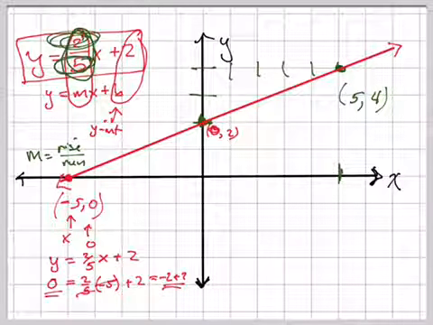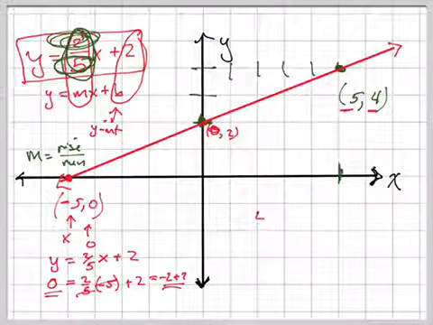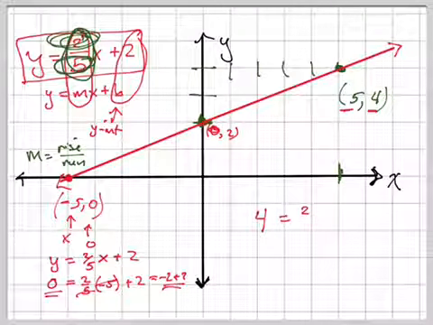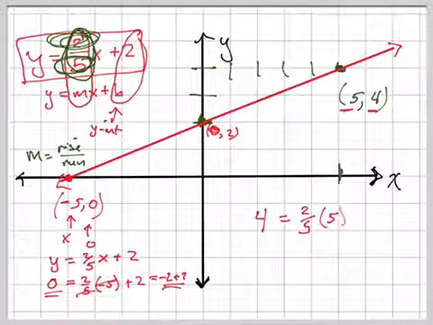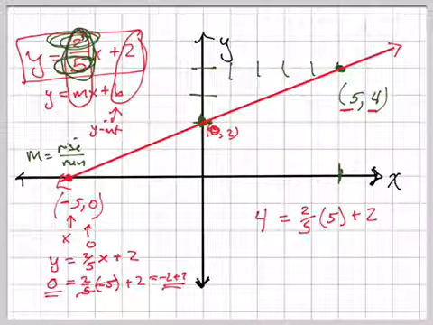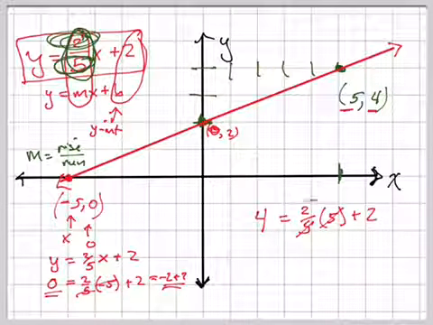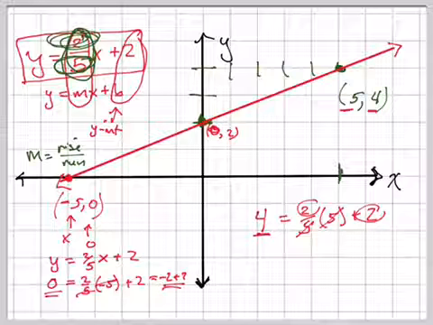Also, you could check with this point, 5, 4. Let's plug in 4 for y equals 2/5 times 5 for x plus 2. Those 5's cancel, you get 2 plus 2, which does equal 4. So that worked.